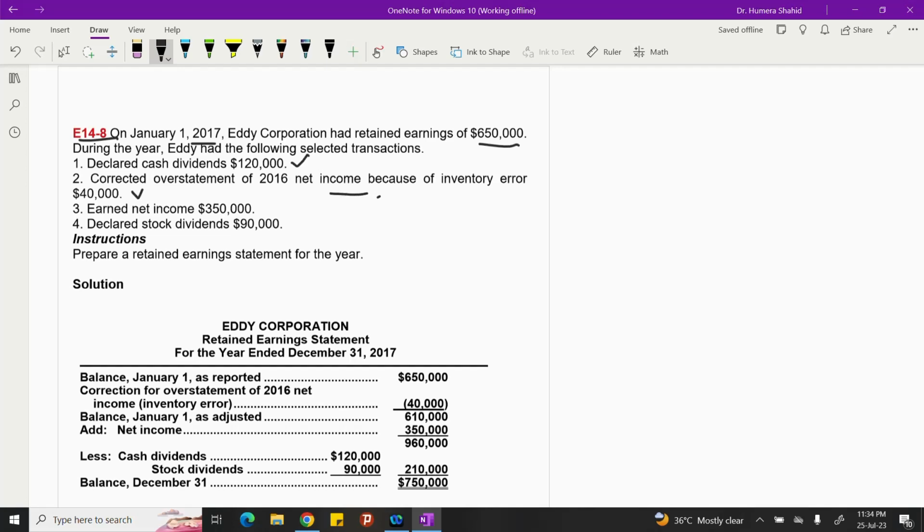So how do you correct an overstatement of net income? You subtract it. How do you correct an understatement of net income? You add it, right? So income was overstated in the previous year. We're going to deduct it now.